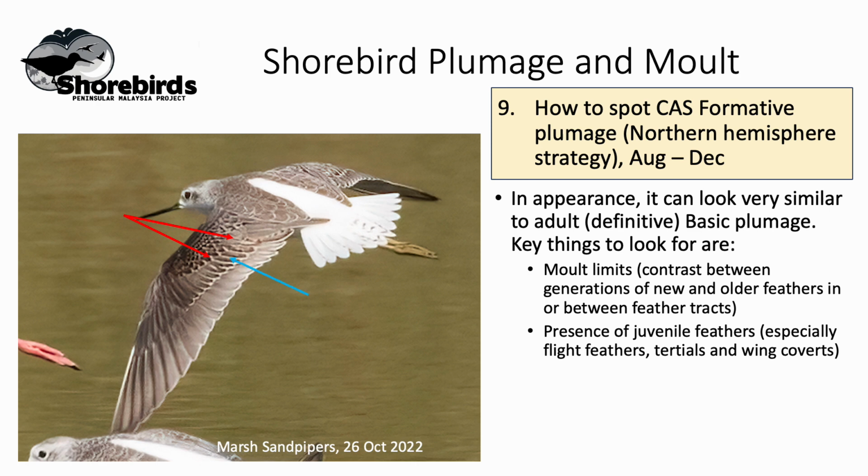We can also see a contrast between tracts of feathers. The greater coverts on this bird are juvenile feathers. The scapulars are formative feathers. And lastly, we can see that the flight feathers are uniformly aged and uniformly worn. They are all juvenile feathers. There's no molt in the wing, in the flight feathers.